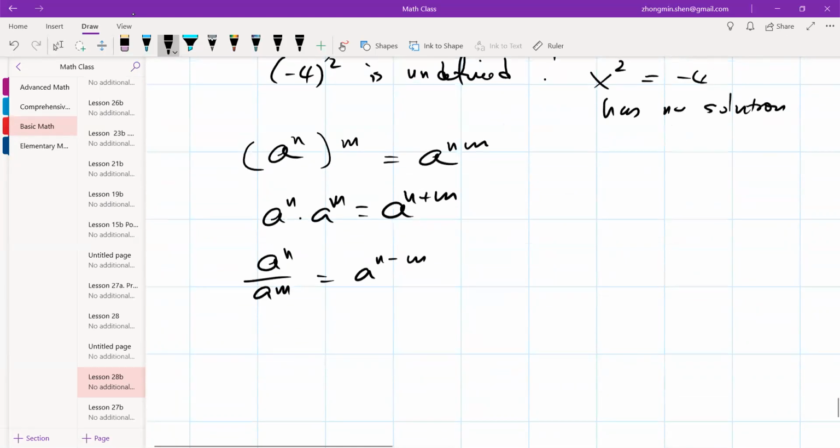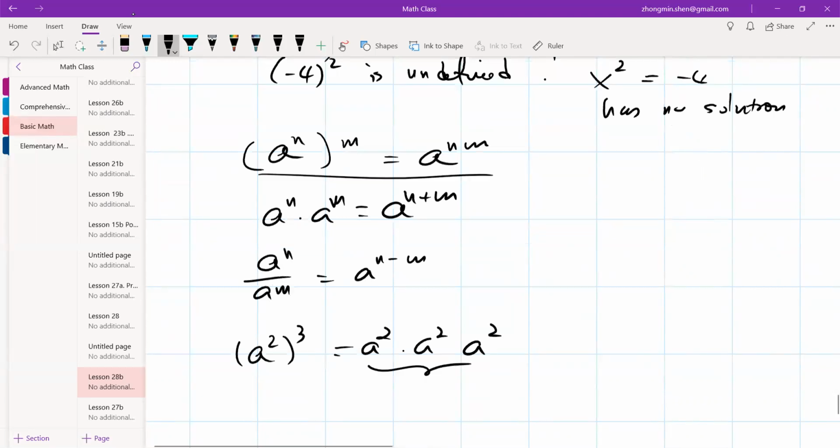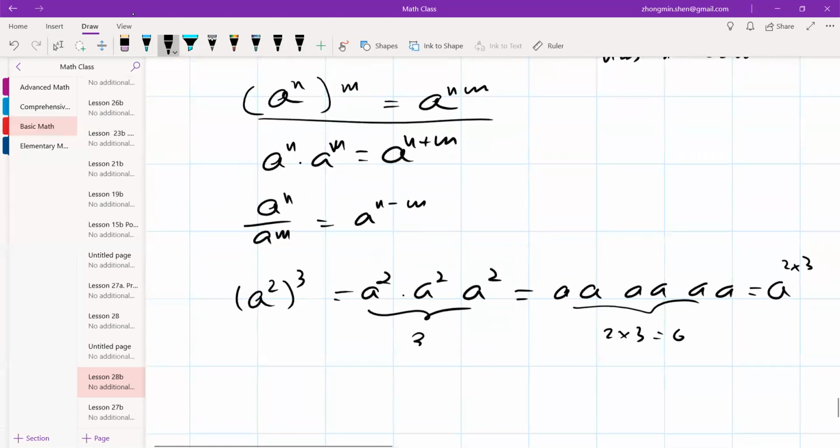The reason why this is true, look at the first one. Why is this true? Well, a squared and then cubed, look at that. By definition, it's going to be a squared, a squared, a squared, right? That's 3 times. But a squared is a times a. So in total you get 2 times 3, which is 6. So a to the 2 times 3, okay? So that's why you have the above formula, okay?